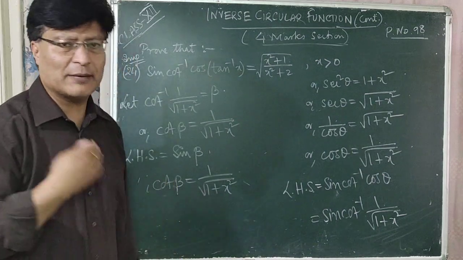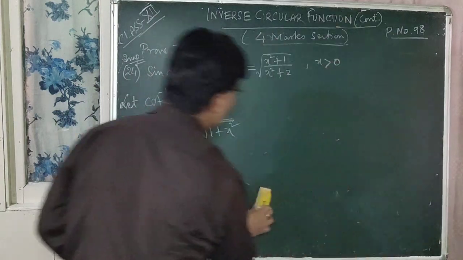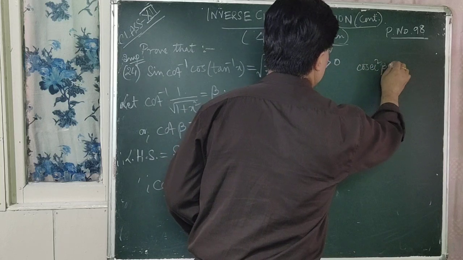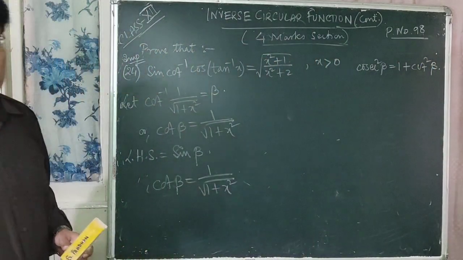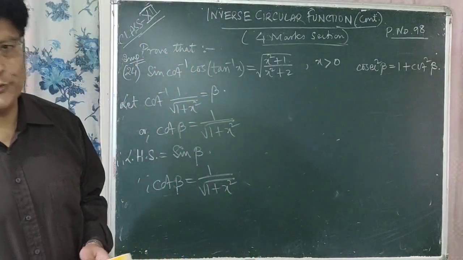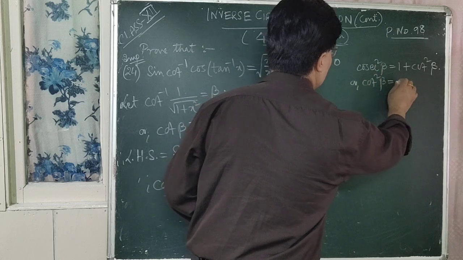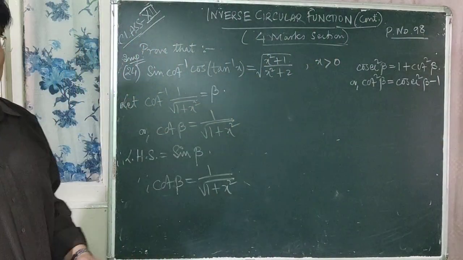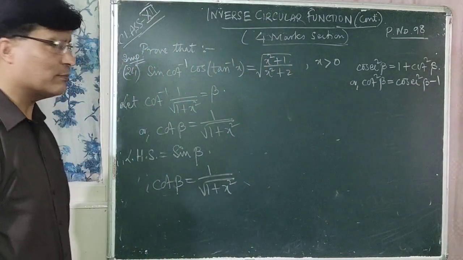You change cot beta to cosec beta. So you should know the formula here also. Okay, the formula is cosec square beta is equal to 1 plus cot square beta. You should know it. This is also from class 10. Cosec square beta is equal to 1 plus cot square beta. Okay. So from here, what is the value for cot square beta? It is cosec square beta minus 1. That is the formula. What is cot square beta equal to? It is cosec square beta minus 1.